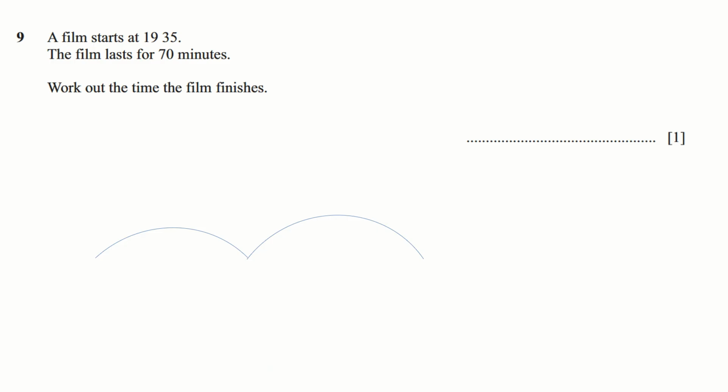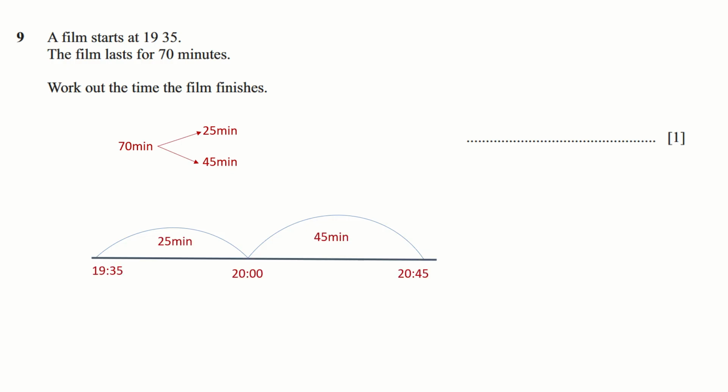Number 9, a film starts at 1935 and lasts for 70 minutes. So first of all, we're going to divide 70 minutes into 2 parts, which is 25 minutes and 45 minutes. Starting from 1935, 25 minutes later is going to be 20 hours, so that's easier to calculate. Then 45 minutes later is going to be 2045. So the time the film finishes is 2045.